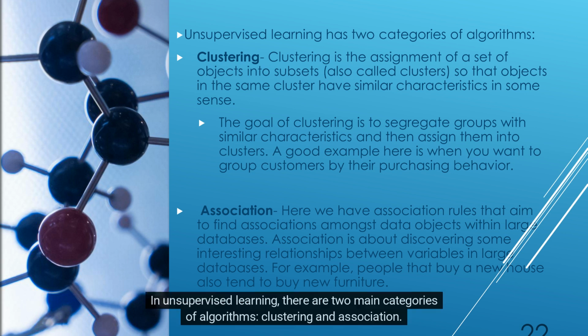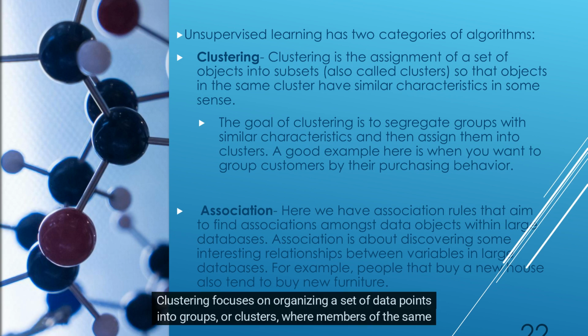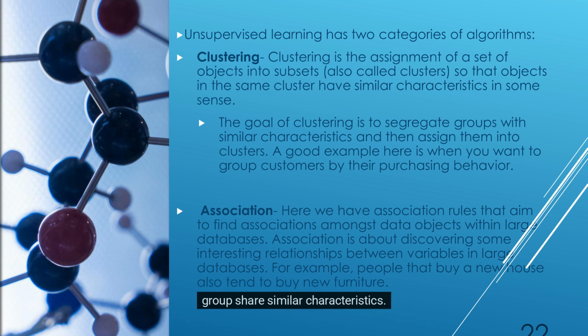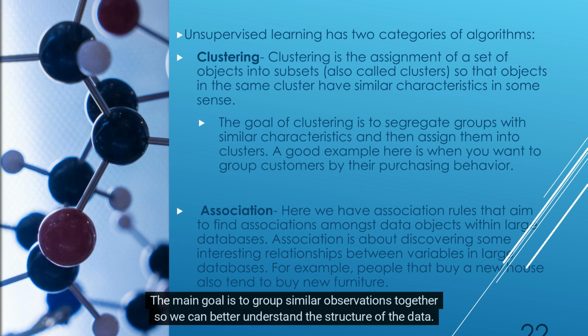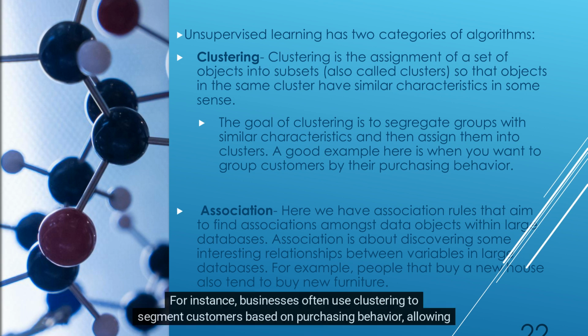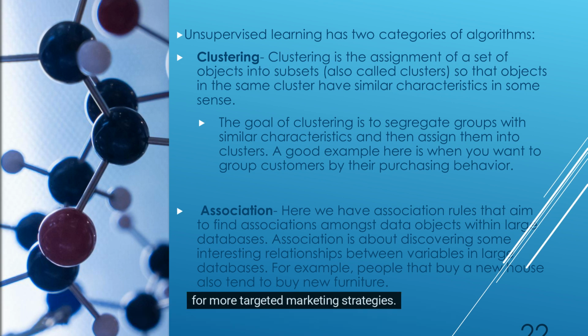In unsupervised learning, there are two main categories of algorithms: clustering and association. Clustering focuses on organizing a set of data points into groups or clusters where members of the same group share similar characteristics. The main goal is to group similar observations together so we can better understand the structure of the data. For instance, businesses often use clustering to segment customers based on purchasing behavior, allowing for more targeted marketing strategies.